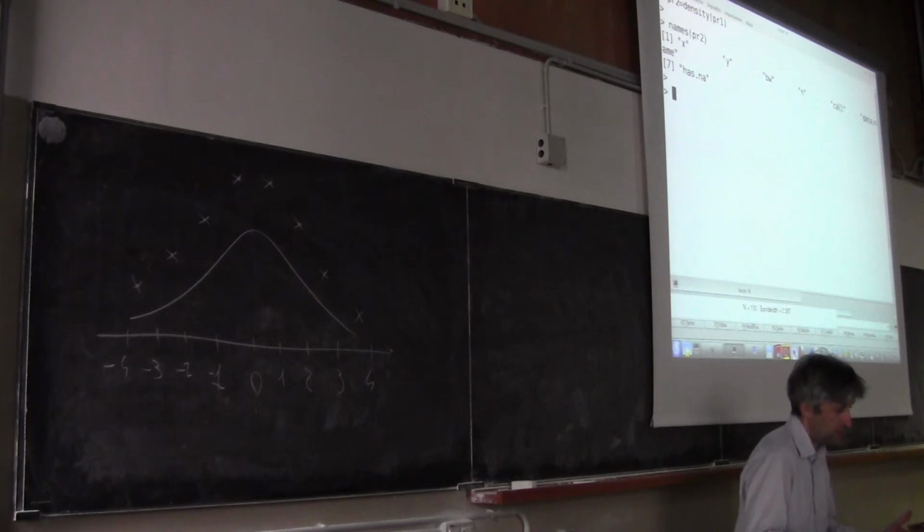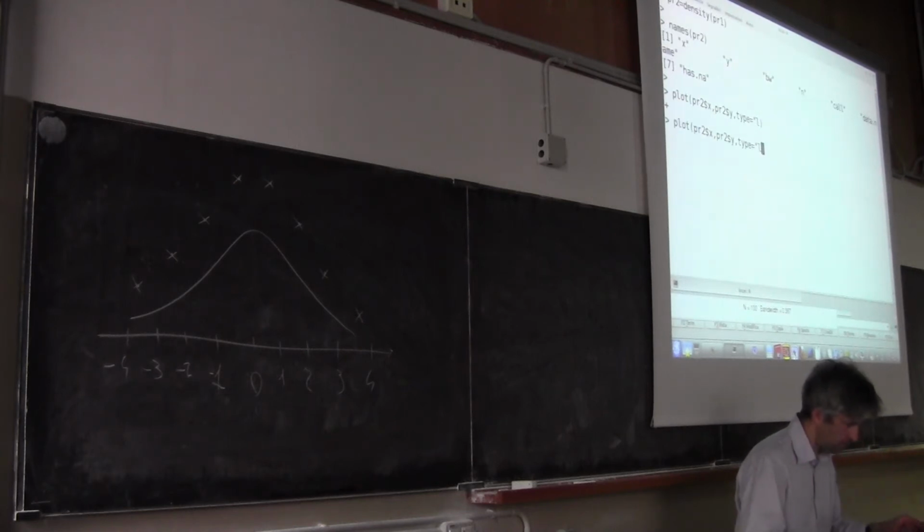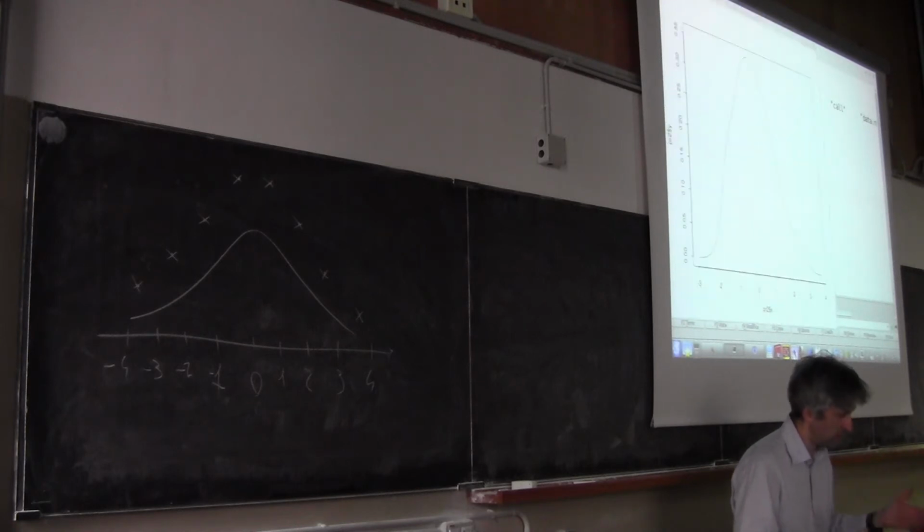For instance, if I want to plot it, I can also use this instruction: plot PR2 x, PR2 y, type equal line. And I get, sorry, I forgot the commas. And you get the same result.